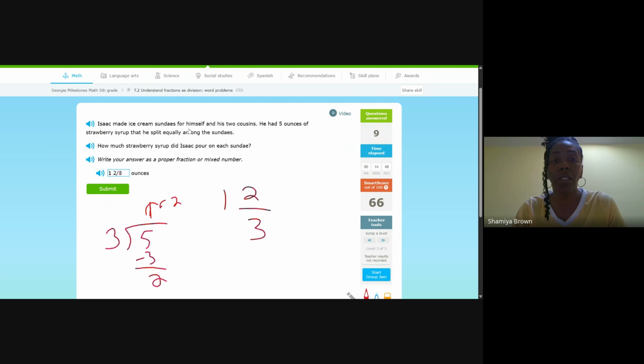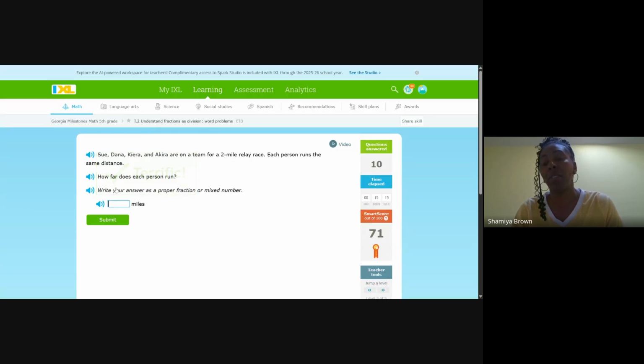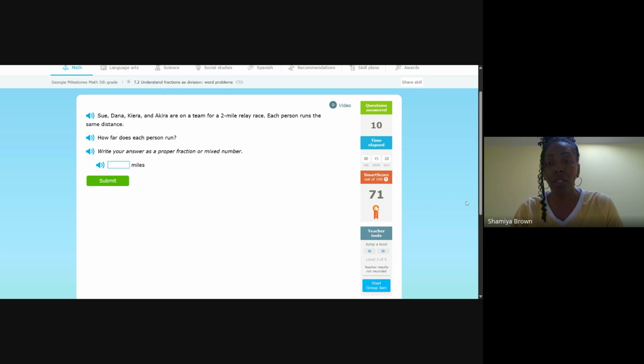Isaac made ice cream sundaes for himself and two cousins, which is 3. He had 5 ounces of strawberry syrup that he split equally among the sundaes. So the 5 ounces were being split by 3. Yep. So that should be right. Yes. All right, let me go to the next level.